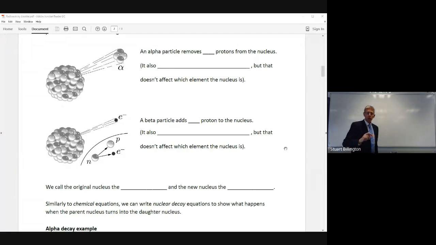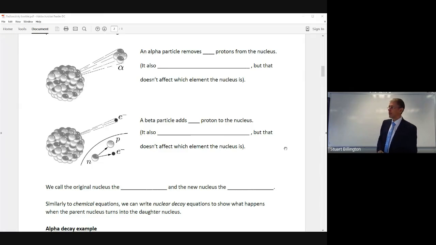Okay, so the screen in front of you now, the first page of the one PDF, talks about alpha and beta. We're just going to talk about alpha for a bit. We'll come back and do beta in a minute. So just ignore all the beta stuff. Right, so the first sentence says, an alpha particle removes how many protons from the nucleus?